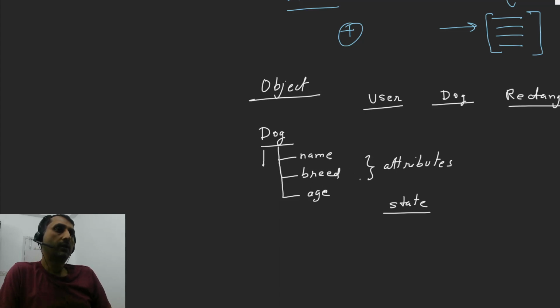Apart from attributes and state, it will have functions or methods where it can take certain actions. So it can take an action like eat, it can bark, it can sleep. So these action oriented words which you are seeing, these are the actions. These are also called functions or methods for an object.